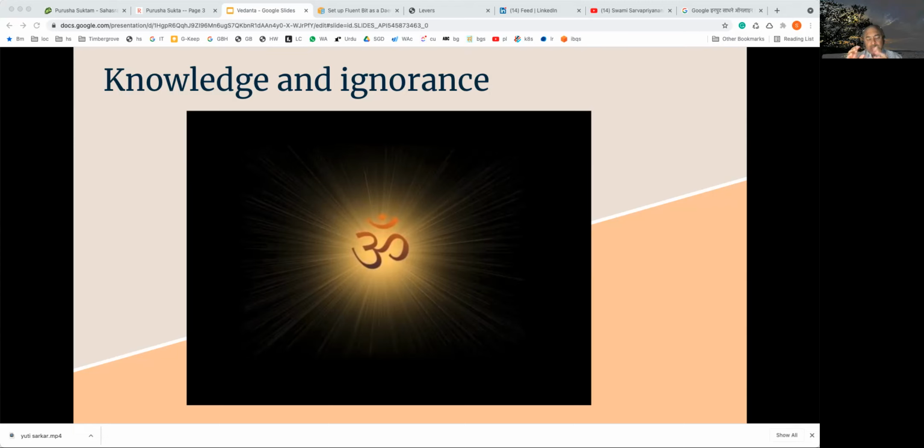Now there are hints, there are slices of this definition spread across. The Kathopanishad has some, Mandukya Upanishad has some. What they claim is that knowledge is metamorphosis of the mind. And this is a big topic.